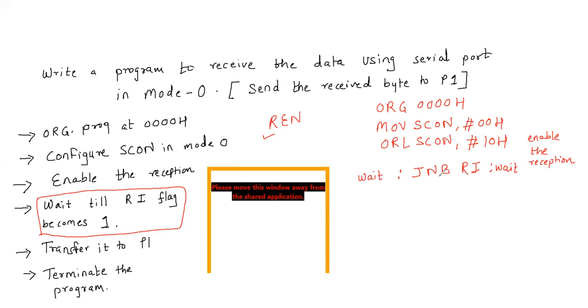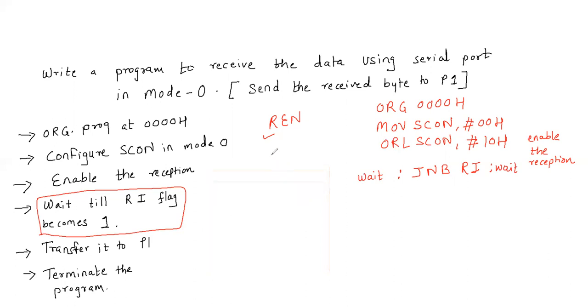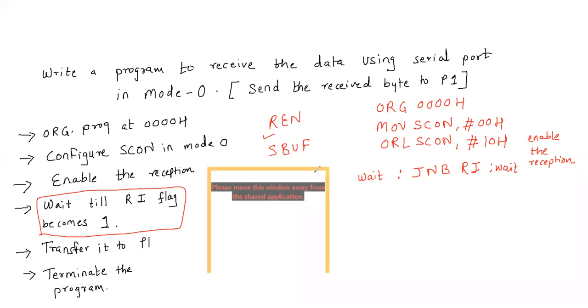Now, when this condition is true, that means the RI bit is reset, so the microcontroller will wait over here. When the RI bit is set to 1, it indicates that all 8 bits have been received by the SBUF register. Now the data is in the SBUF register. From the outside world to the microcontroller, it comes first inside the SBUF register. And what is asked of us? Send the received byte to port 1.